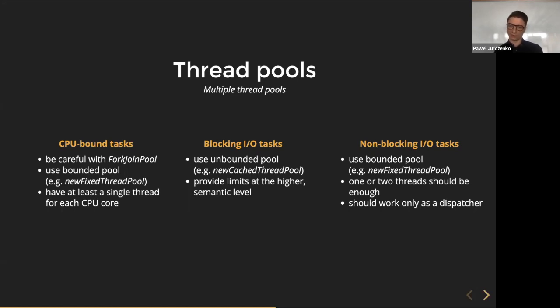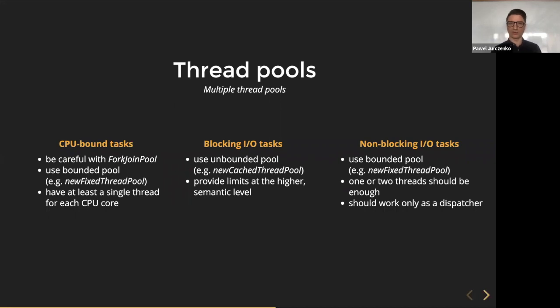And the third pool is a pool for non-blocking I/O operations. And it also might be like a regular bounded pool, for example, fixed thread pool. It might be a small one, okay? 1 or 2 threads should be enough. Or if you have, for example, 4 cores, you can have a single thread for a single core, okay?